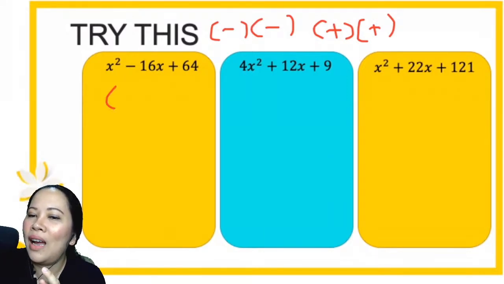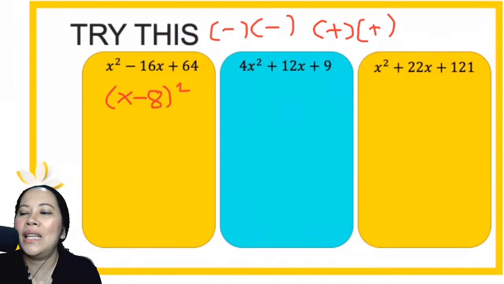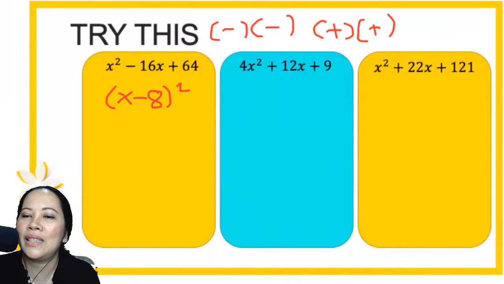Yes, well done, Midnight. Well done. Yes, that is correct. x minus 8 squared. Yes, that is correct. How did you do the square, Midnight? Oh, probably you're using a laptop or something. But well done. Yes, that is correct. How about the second one?